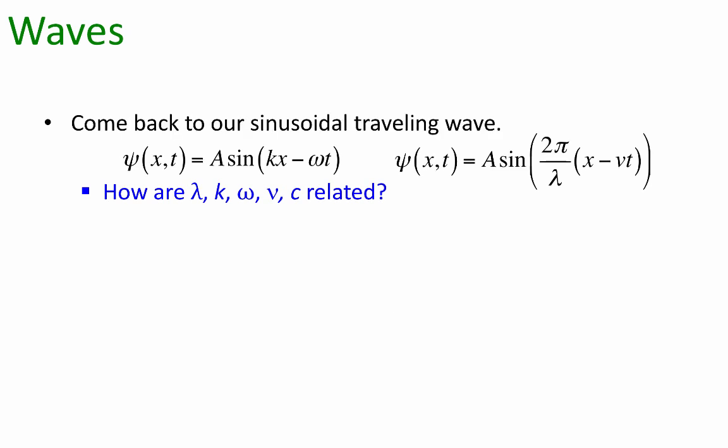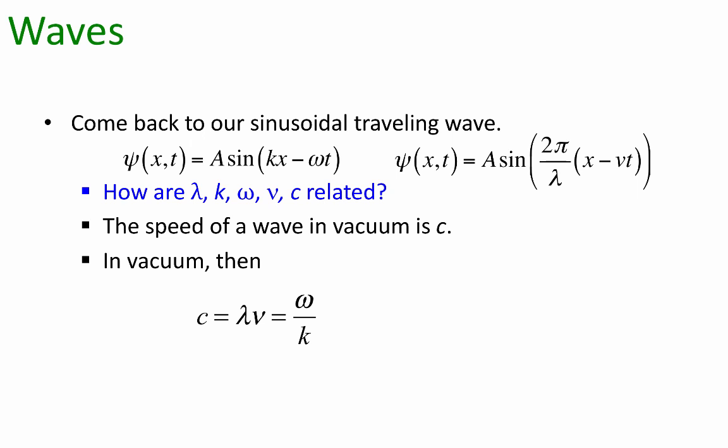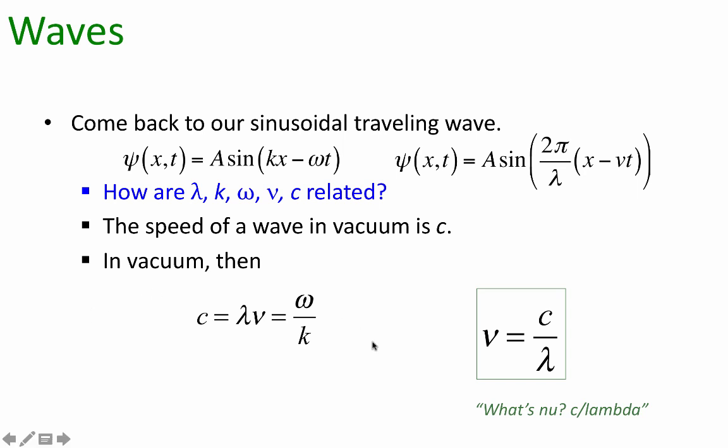Okay, so now let's focus on how we relate all these variables. We've just looked at lambda and k related. We looked at omega and nu related, but now let's think about c. The speed of a wave in vacuum is c, and so that was pretty straightforward. c is omega over k because it's just the speed, v, and given the previous variables we've had, c equals lambda times nu. All right, I have an opportunity to use my very favorite mnemonic, which is, what's new? c over lambda. That is how I remember the order of c equals lambda nu.